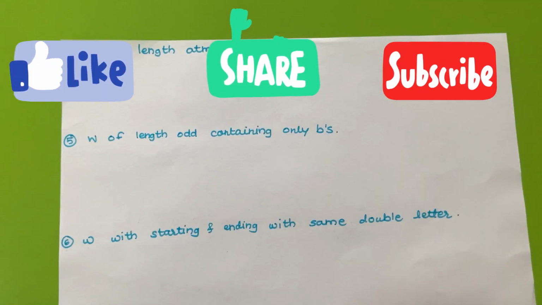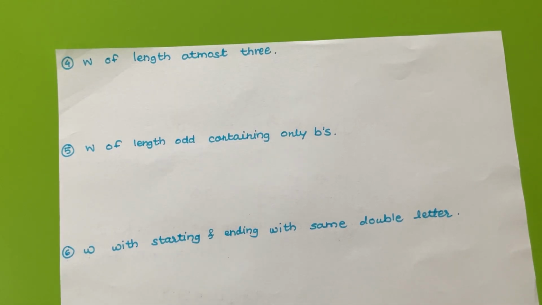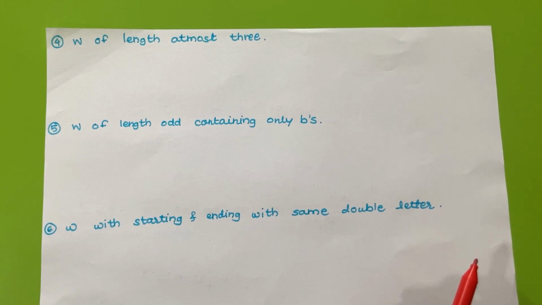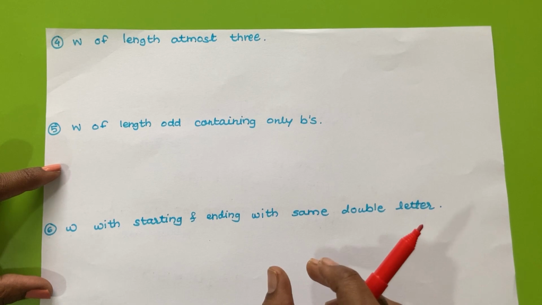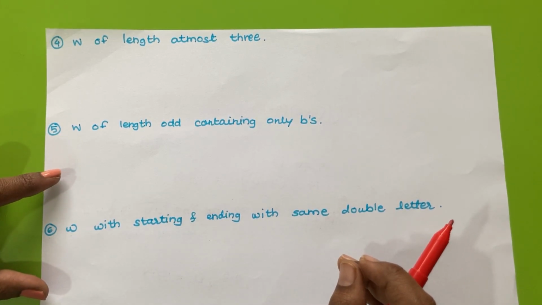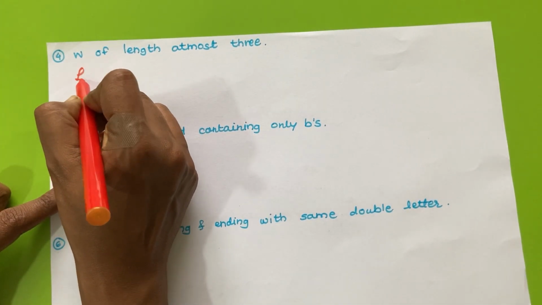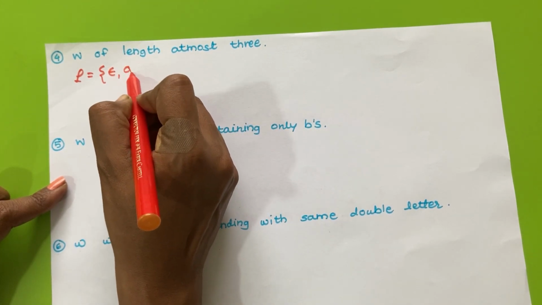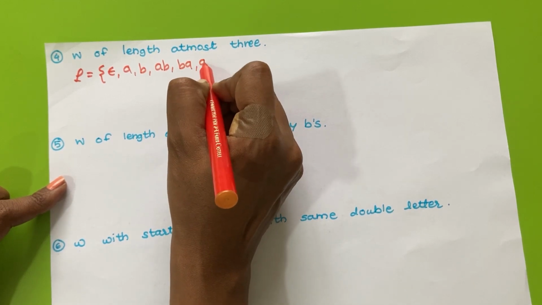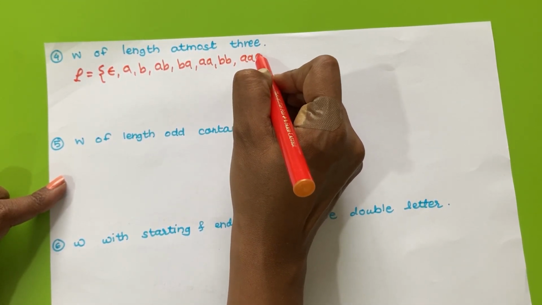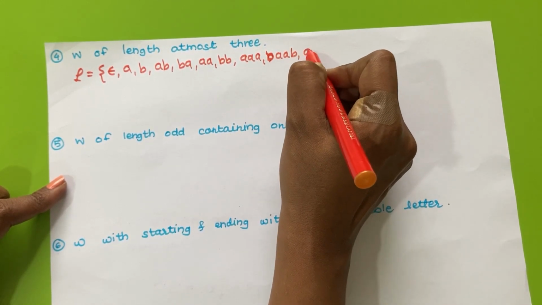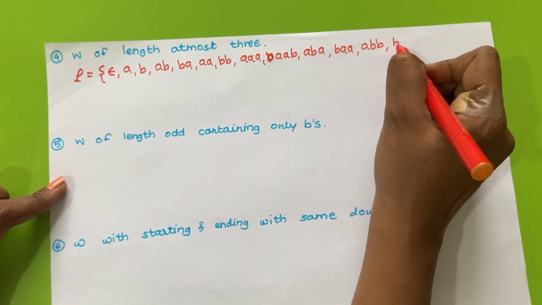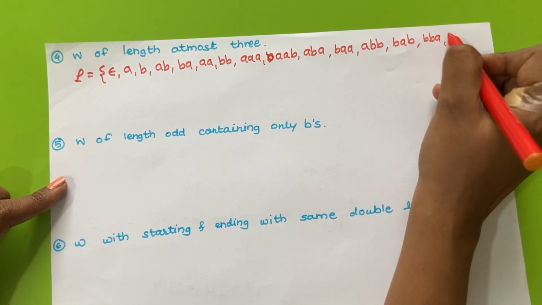Next example is W of length at most 3. Here I want the length of the strings to be at most 3, so the minimum length string will be empty, then next is one length, then 2 length, and lastly we have at most 3 length strings, and all these strings will be made up of either A or B. So the smallest string will be empty, then A, B, then AB, BA, AA and BB, then AAA, AAB, ABA, BAA, ABB, BAB, BBA, and lastly BBB.